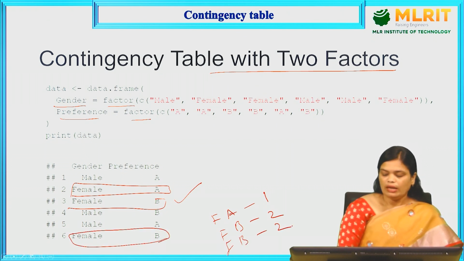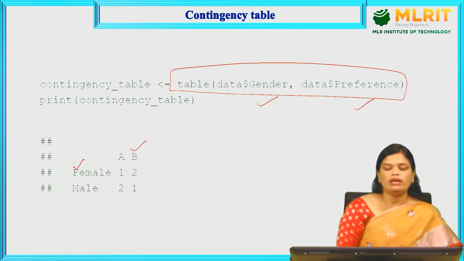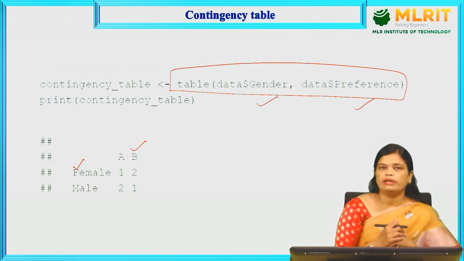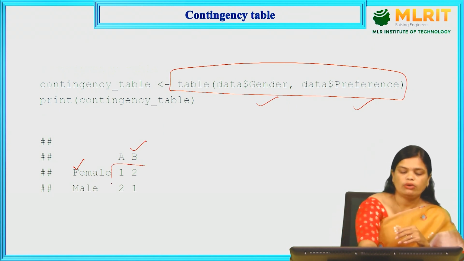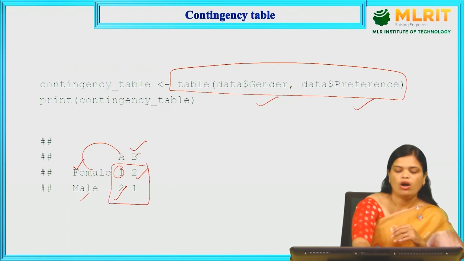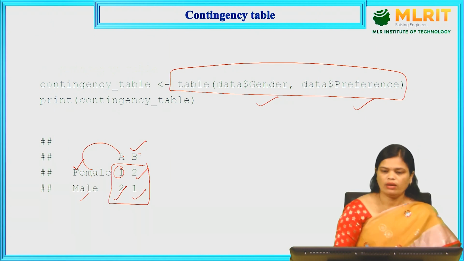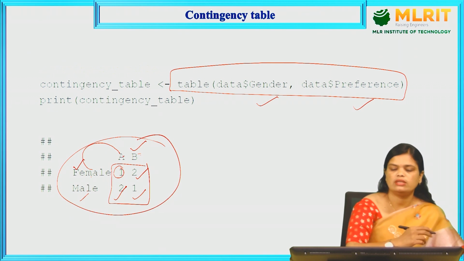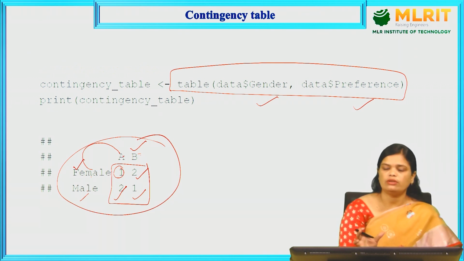Like this, when we are having two factors, when you apply a table built-in function on the two factors, it will cross tabulate the data. How many female A's are there? 1. How many female B's are there? 2. How many male A's are there? 2. How many male B's are there? 1. This is a contingency table generated for the two-factor data.